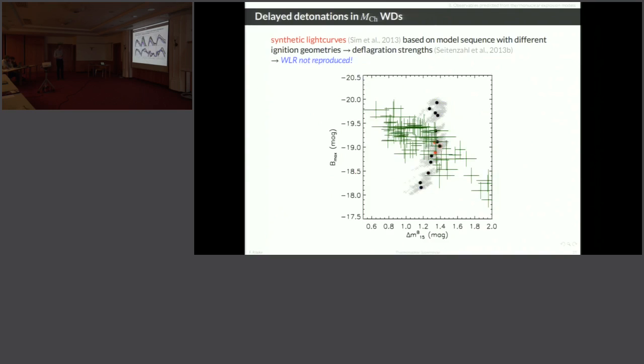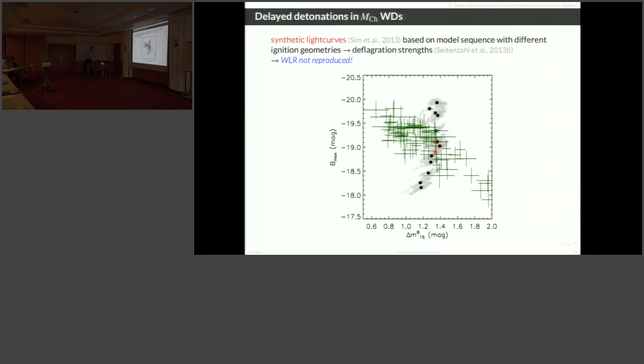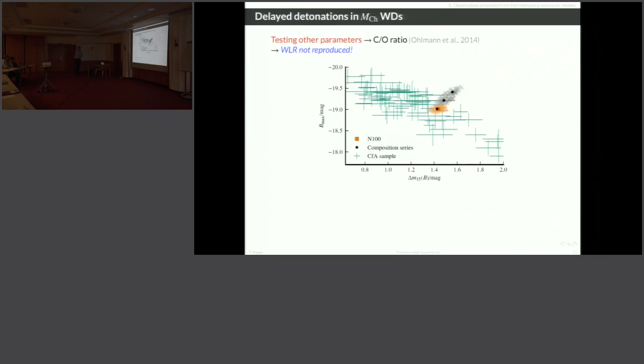And if you actually look closely into what produces this trend in this direction, it seemed more that this was really the deflagration to detonation transition conditions. Okay, but you could still say, well, now we have fixed the deflagration to detonation transitions to something that we think is more physical. And then the ignition geometry does not deliver a trend in the direction of the width luminosity relation. So therefore it could be another parameter of the exploding white dwarfs that sets this trend of the width luminosity relation. So therefore we looked into other parameters.